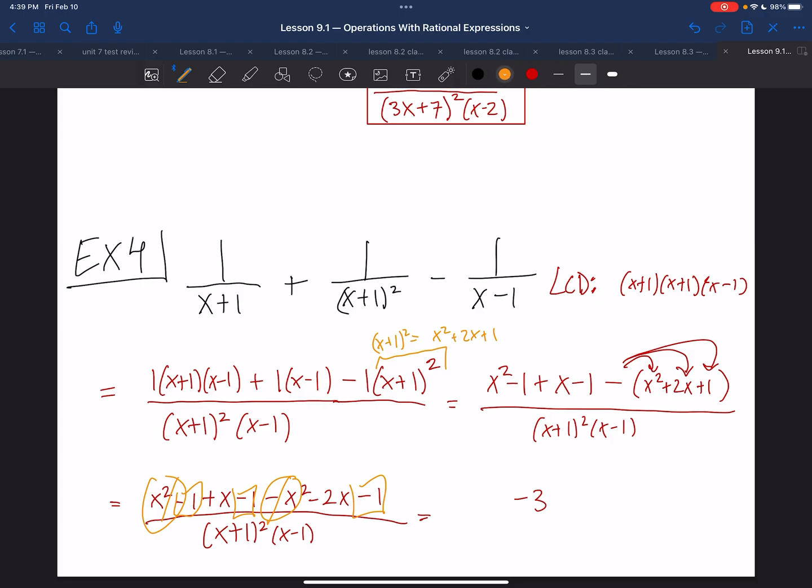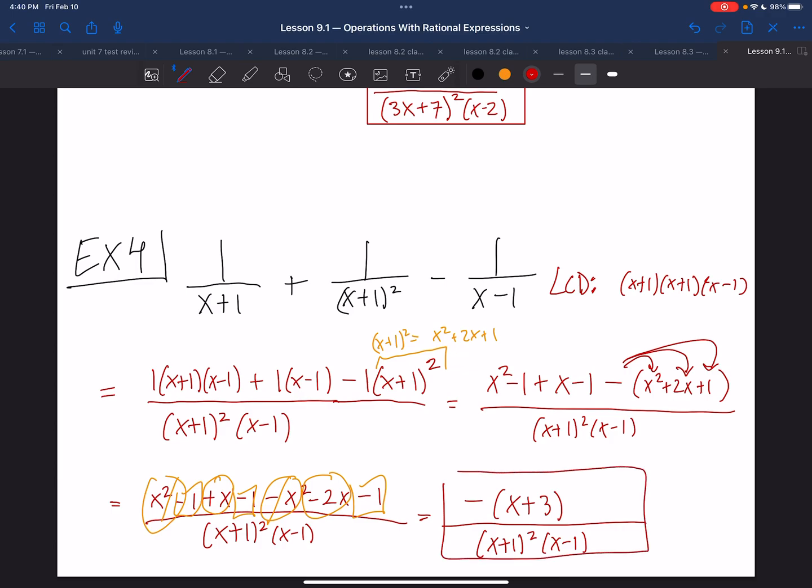And then I have this positive x minus 2x. Well, 1x minus 2x is negative x. And so I have negative x minus 3. I like to factor that negative out and keep x positive. So I'm actually going to factor the negative out and write that as negative times x plus 3. And then that's over the LCD, which is x plus 1 squared times x minus 1. Something like that. Okay.